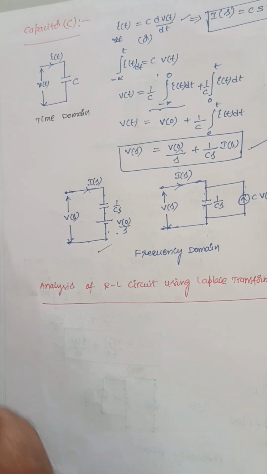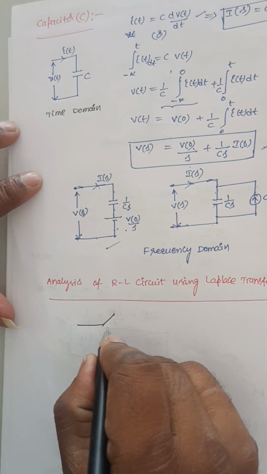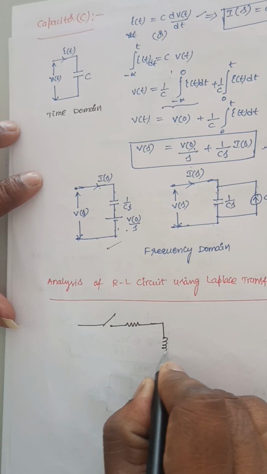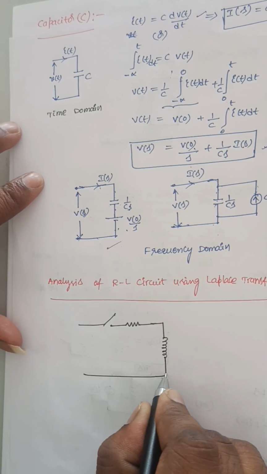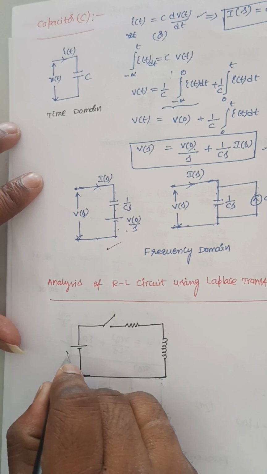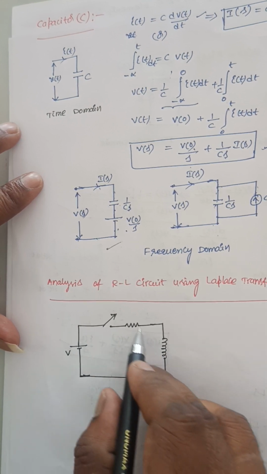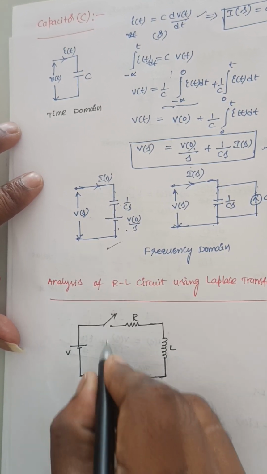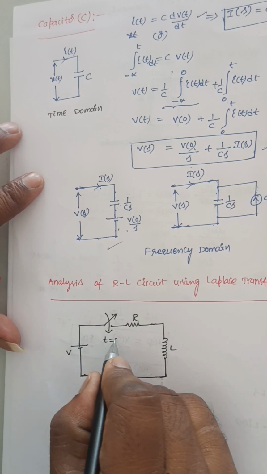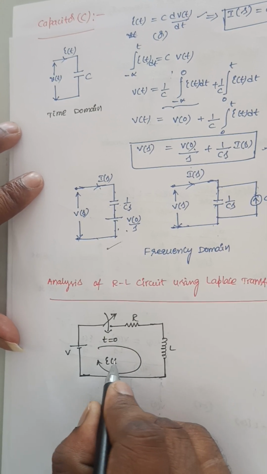Okay, so let us consider an RL circuit. This is an RL circuit, a resistor along with an inductor connected in series. It is supplied by a source V, and this supply is connected to the RL circuit through this switch, which is closed at t equal to 0. Whenever this switch is closed, the current flowing through it is I of t.